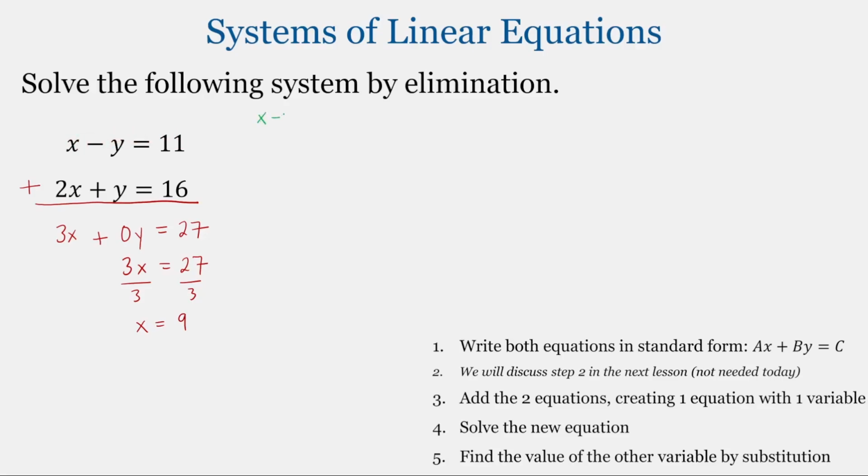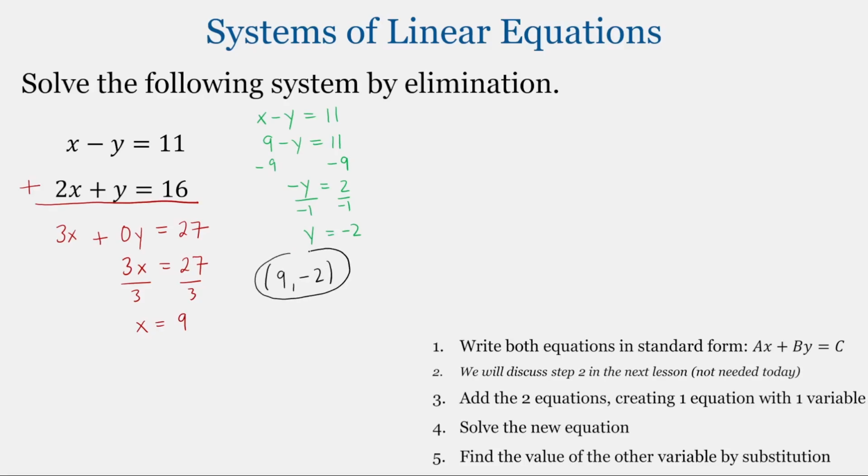So we have x minus y equal to 11. That means 9 minus y equal to 11. Then we're going to subtract 9 from both sides. We're adding a negative 9 to both sides. We now have negative y equal to 2. And then dividing by negative 1, or multiplying by negative 1, we end up with y equal to negative 2. So our solution is the ordered pair 9, negative 2.